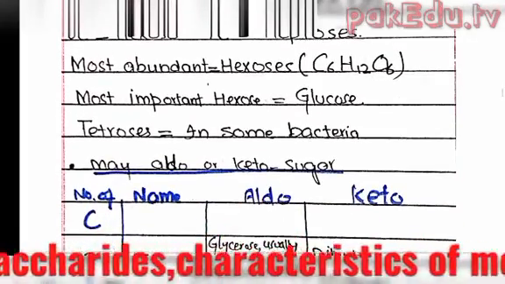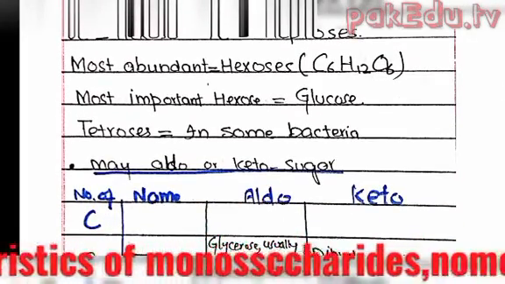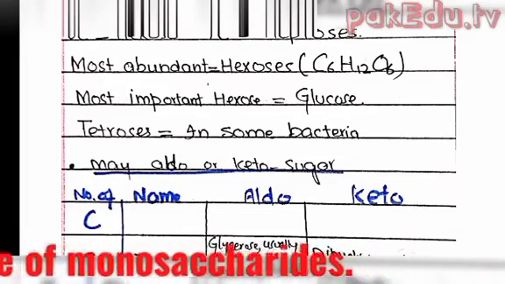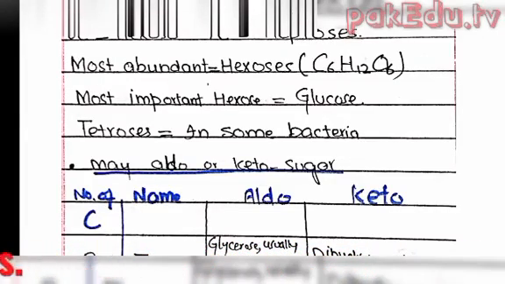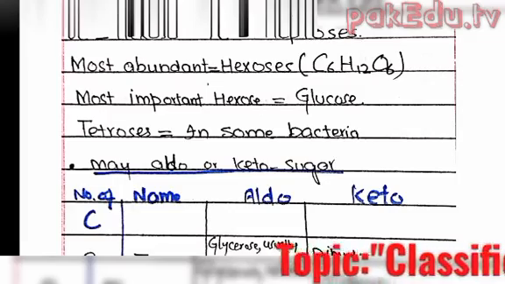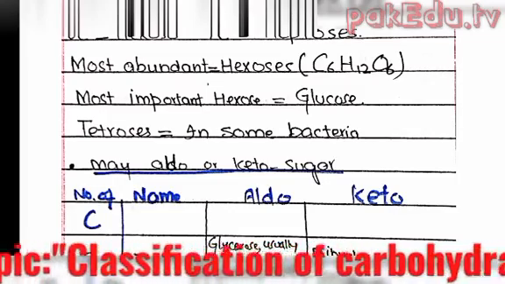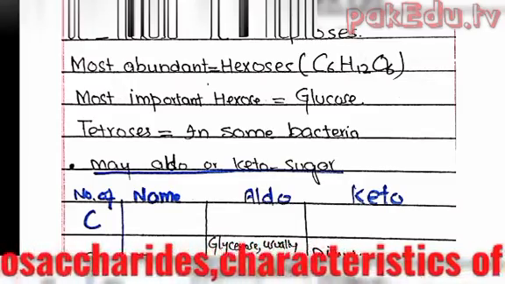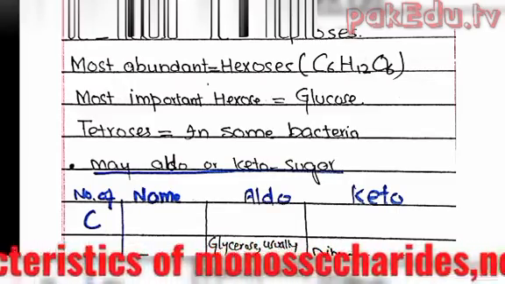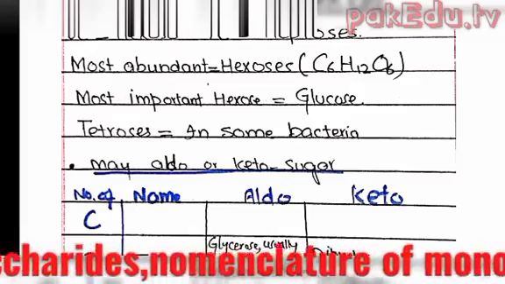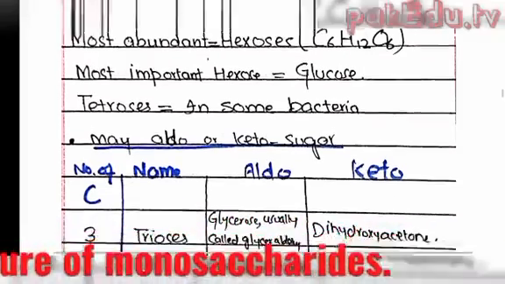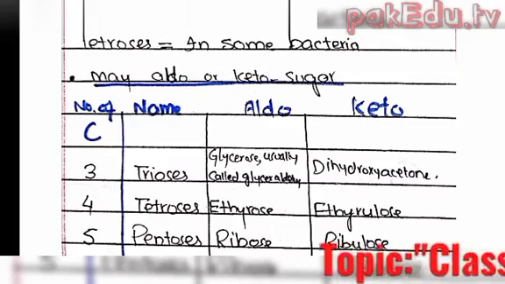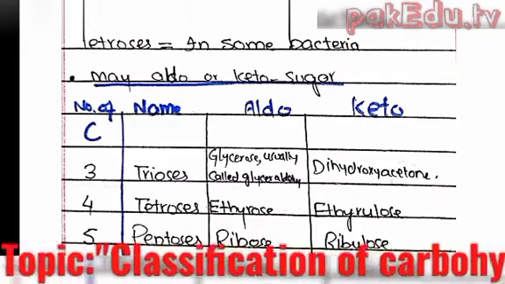In case of monosaccharides, as these are carbohydrates, there must be an aldo or a keto group. The monosaccharides with an aldehyde group are called aldo sugars, while the monosaccharides with a keto group are called keto sugars. Now we discuss some names of monosaccharides and their aldo and ketonic forms.